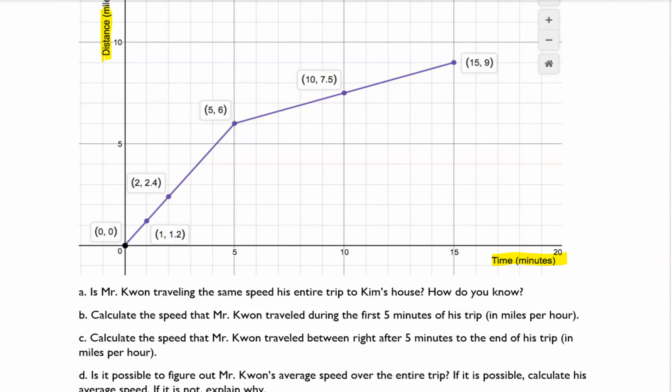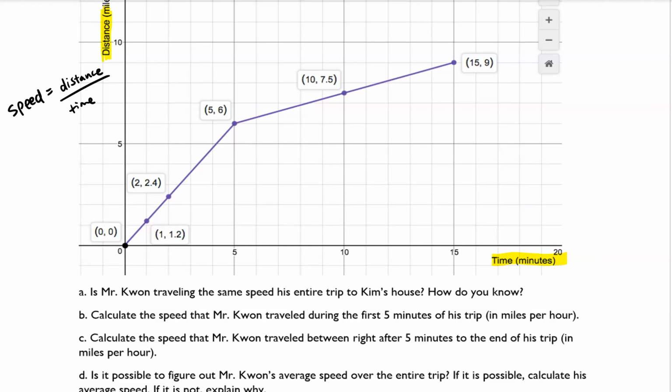And so the way that we calculate speed is by taking the distance traveled and dividing that by time. The amount of distance that I traveled in this first leg divided by time is not the same as the distance over time in that scenario. Visually, I can see that because of the slopes of both of these lines. The slopes are not the same, so that tells us that I'm not traveling the same speed during the entire trip. So that is the answer to part A.